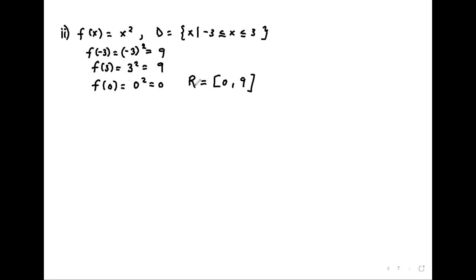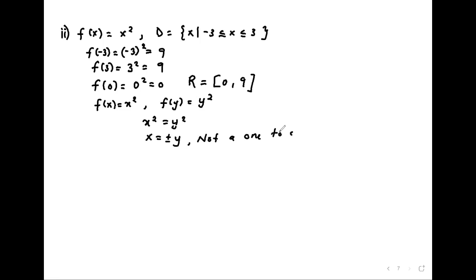Is it a one-to-one? Let's see. f of x is known as x squared. f of y will then be y squared. If x squared is equal to y squared, this will mean x is equal to plus or minus y, not a one-to-one. Because the same x value gives us positive y and minus y. So it cannot be a one-to-one function.